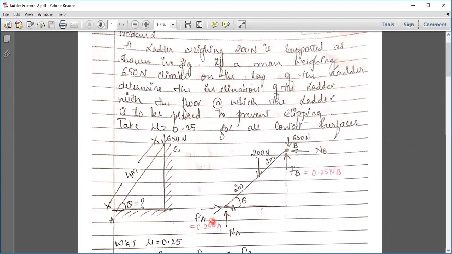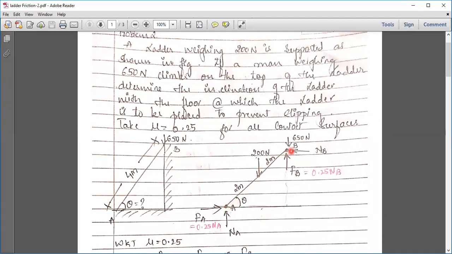Apart from that, he says the ladder should not slip. So when the ladder is going to slip, this point moves down, so friction acts on top. So I've shown FB on top. This point moves towards the left when the ladder slips, so friction would be towards the right side. So I've shown the force FA towards the right side. I hope you understood. I'll repeat once again.